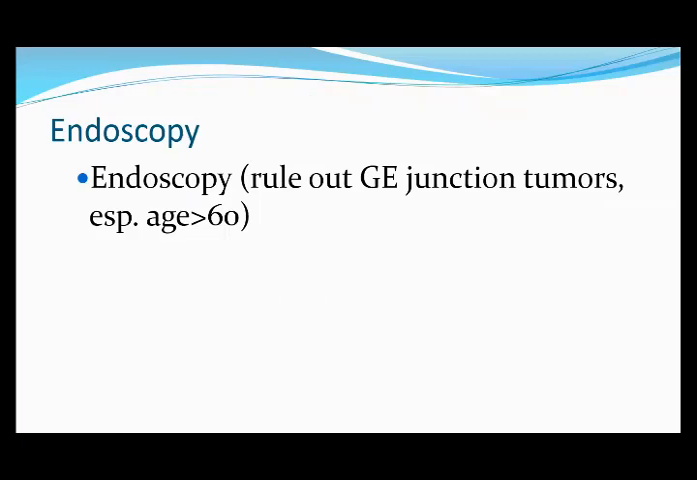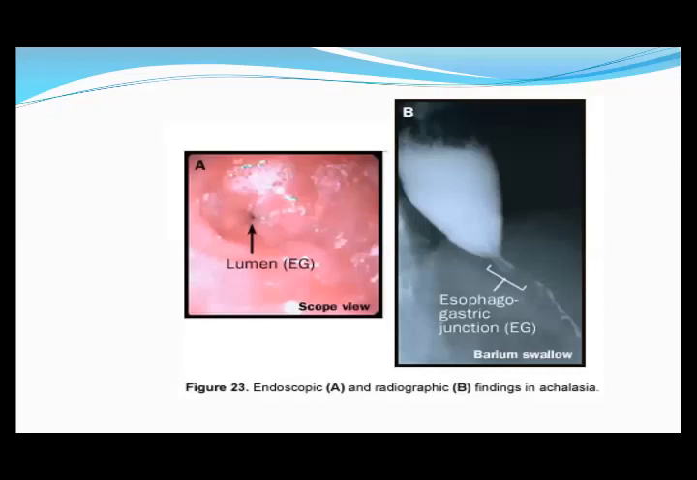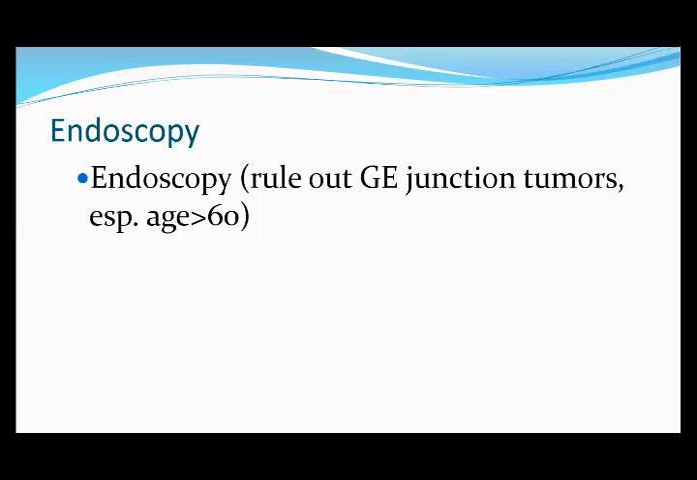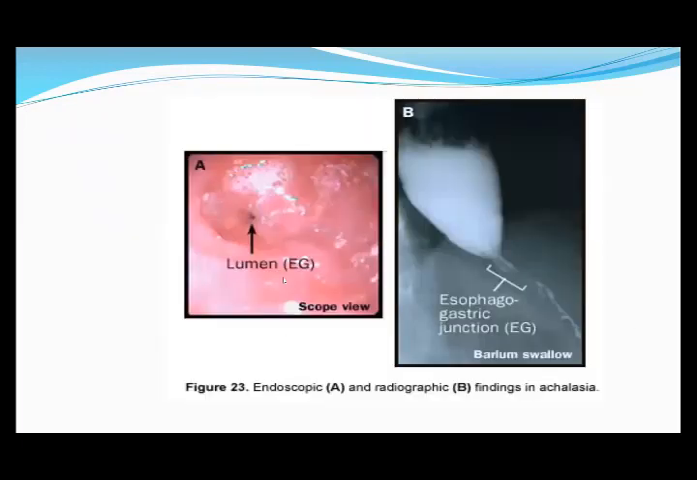Next investigation, endoscopy. Endoscopy is not done to diagnose this disease, but it is done to rule out gastroesophageal junction tumors, especially above the age of 60. So this is pseudoachalasia of the esophagus.